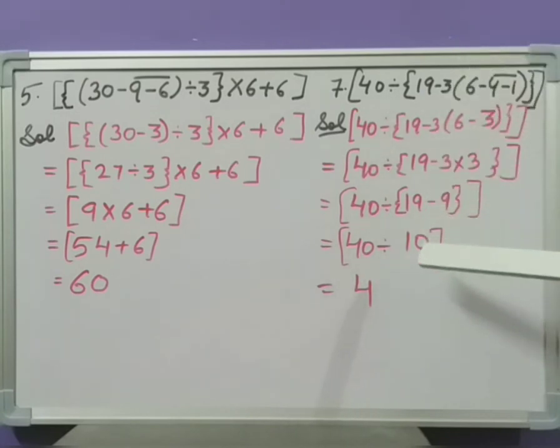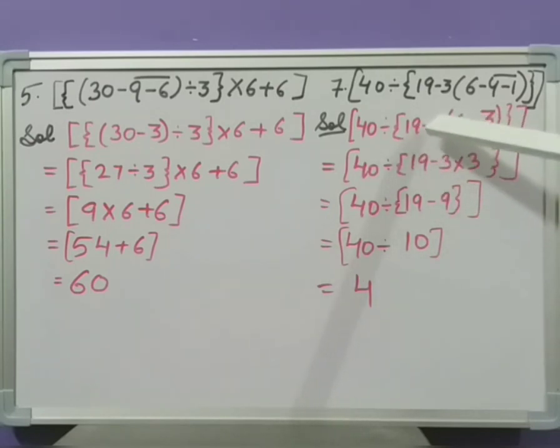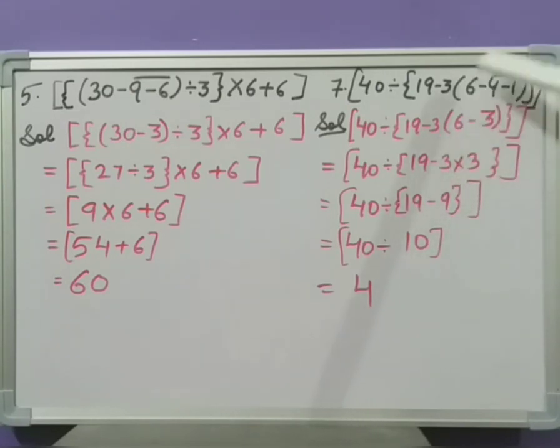Again we are going to follow the same steps. First we are going to solve the bar, that is 4 minus 1 gave us 3. Then we are going to solve the small bracket, that gave us 6 minus 3 is equal to 3. Now here the question is 19 minus 3. There is no sign between 19 minus 3 and this small bracket. So when there is no symbol, we are going to treat it as multiplication in the case of the bracket. Now 40 divided by curly bracket 19 minus 3 multiplied by 3, curly bracket closed, big bracket closed.